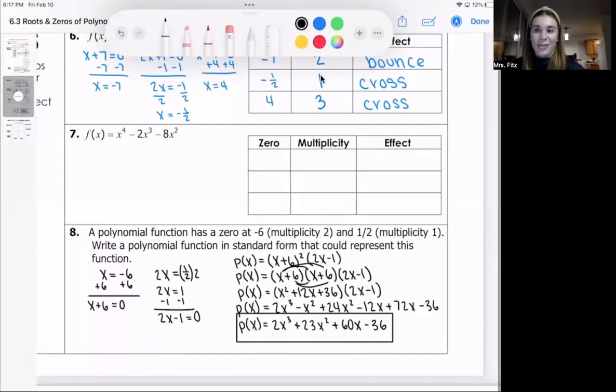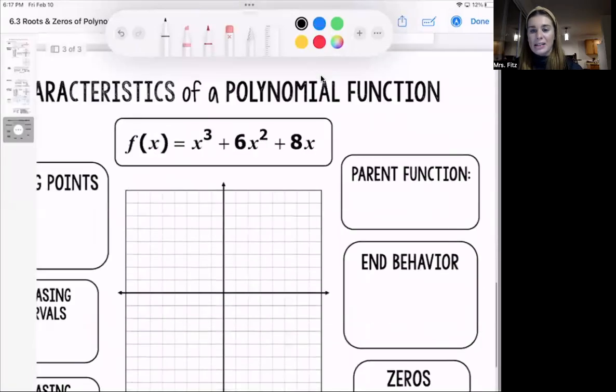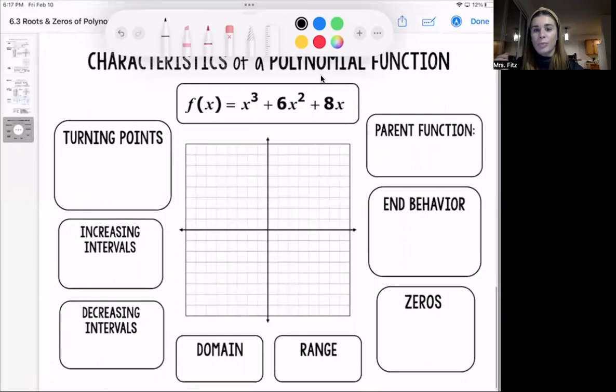Okay, so there's one more page I would like you guys to complete for notes, and that is this page right here. What you are going to do is graph x cubed plus 6x squared plus 8x using the strategy we've been doing, and I'd like you to fill in all of the information about them, including domain, range, end behaviors, zeros, all of the information, because we're going to start putting together all those pieces that we've been learning along these lessons together with all polynomials.